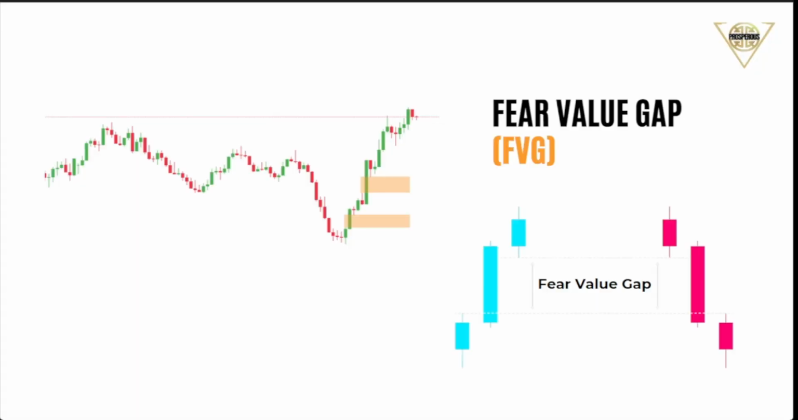In this video, we're going to dive into what a fair value gap is, or an imbalanced candle. As you see on the picture here, I have marked out 3 consecutive candles. So a sequence of 3 candles, bullish candles, bearish candles.